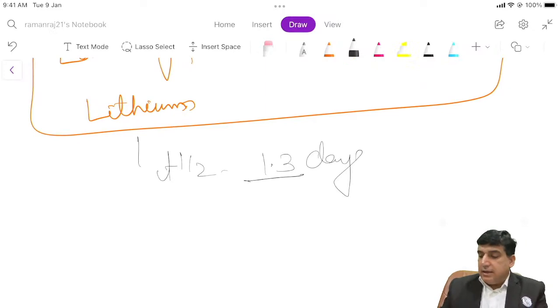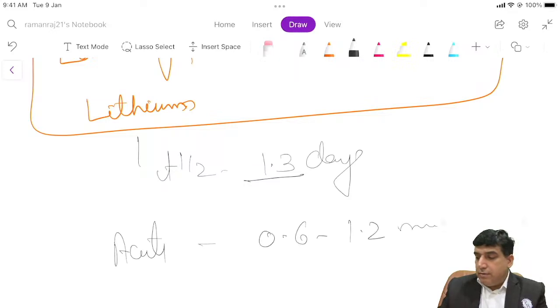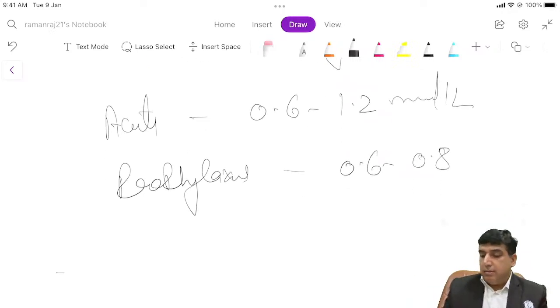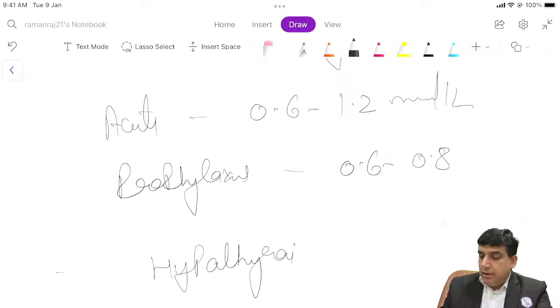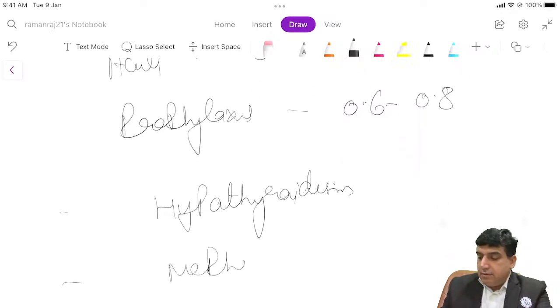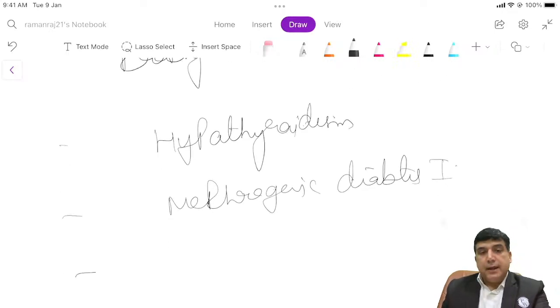They ask the serum lithium level in the acute phase, which is 0.6 to 1.2 millimole per liter. If they ask you prophylaxis, it is 0.6 to 0.8 millimole per liter. What are the important side effects? It causes hypothyroidism, it causes nephrogenic diabetes insipidus.